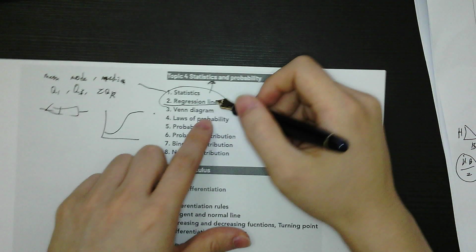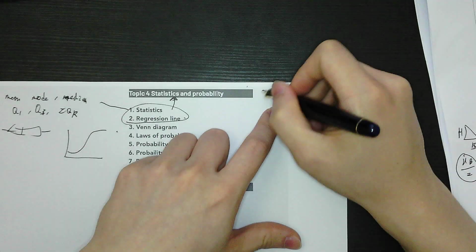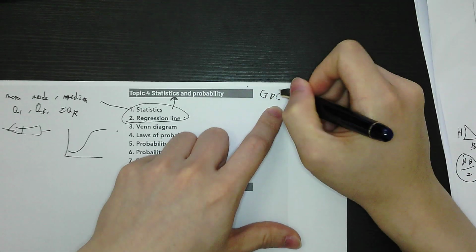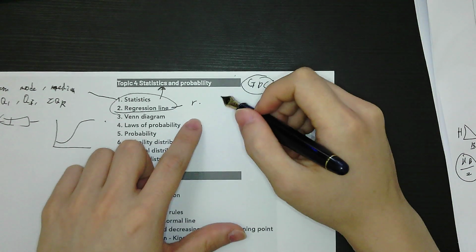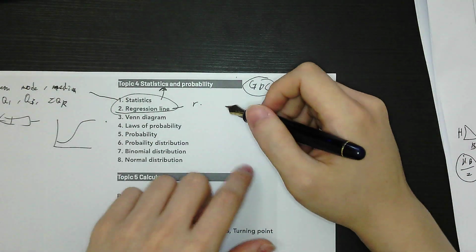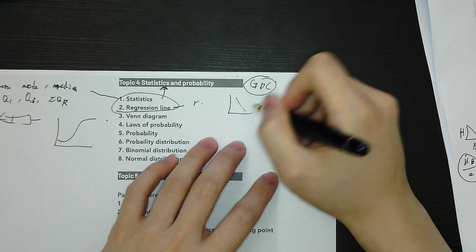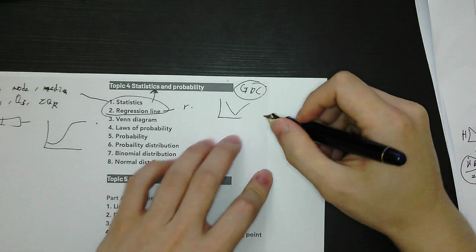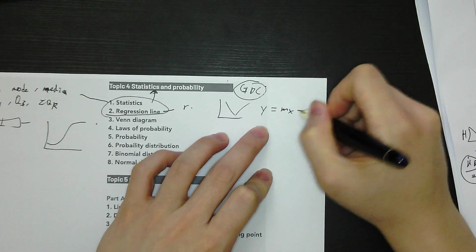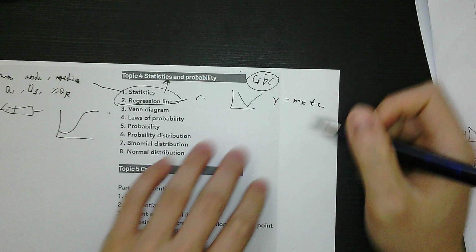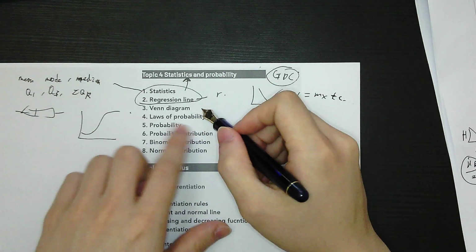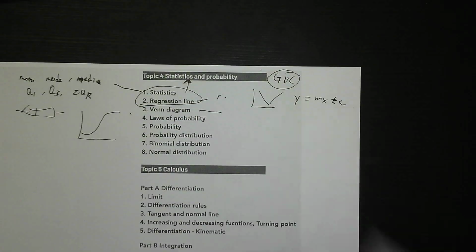The second one, also GDC. Or I can say this topic is all GDC. Finding the correlation coefficient, so whether the 2 variables are positively or negatively correlated, or let's say finding the equation of a best fit line. So all these concepts. The third one is the Venn diagram. So for the Venn diagram, you will see some formulas in the formula book here.